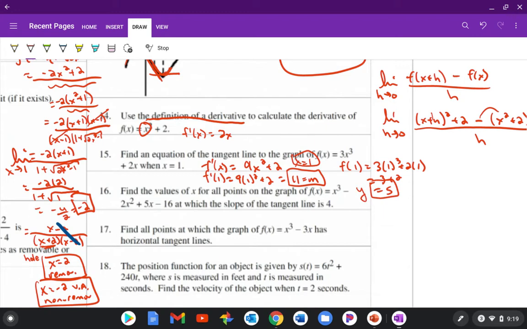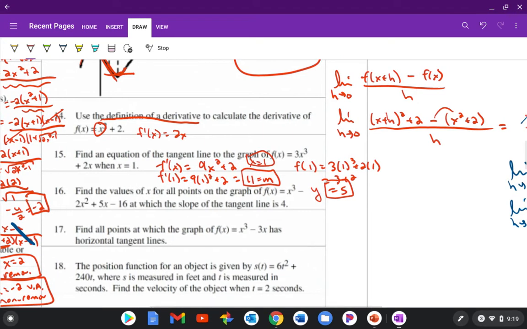Now from here, you could take two options. You could either do slope-intercept form or point-slope form. I like slope-intercept form. We take our x, our m, and our y, and we plug them into y equals mx plus b. Our y is 5. Our m is 11. Our x is 1 plus b. Solve for b. 5 equals 11 plus b. So b equals -6. So our final answer then is y equals 11x minus 6.